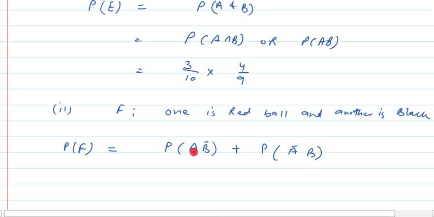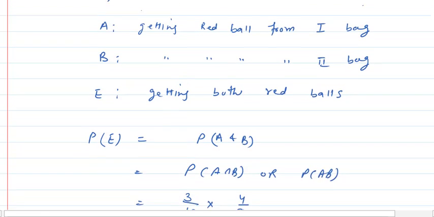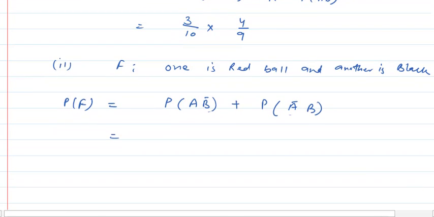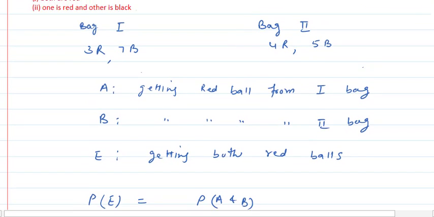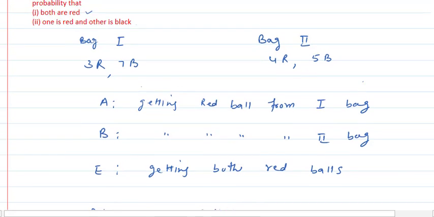Means what does it mean? That from the first bag we are getting a red ball, and from second we are not getting a red ball, means we are getting black ball. And this may be the case 1, or it may happen that from first bag we are not getting red ball, that is we are getting black, and from second bag we are getting red ball. So the two cases will be there for this problem, and it will be written as P(A), means getting red ball from first bag, probability is 3/10. Multiply by P(B naught), means not getting red ball from second bag. So it means it is 5/9.